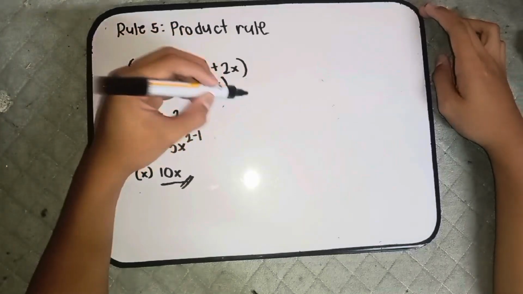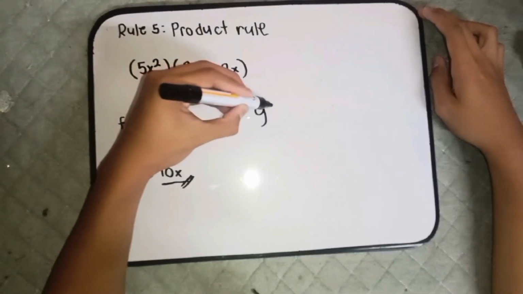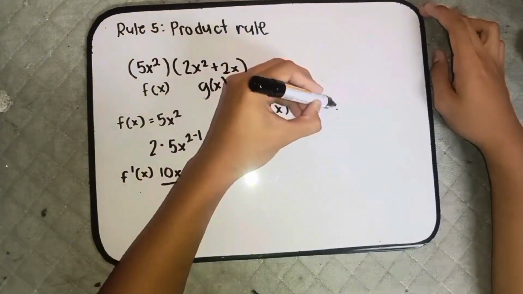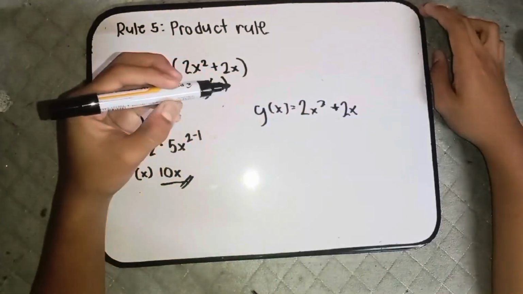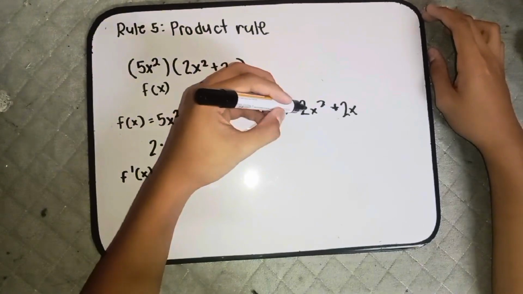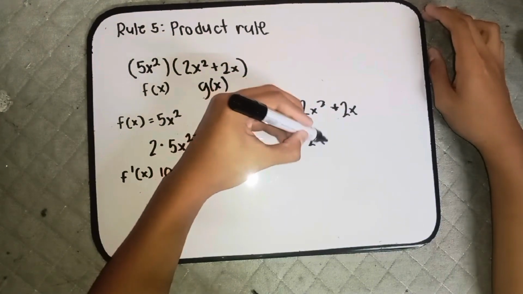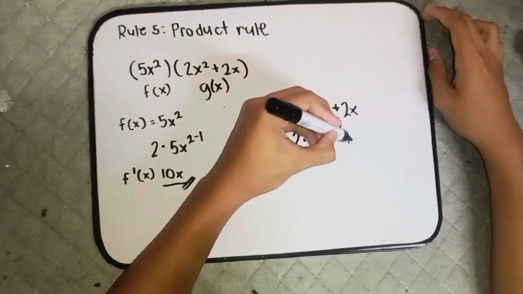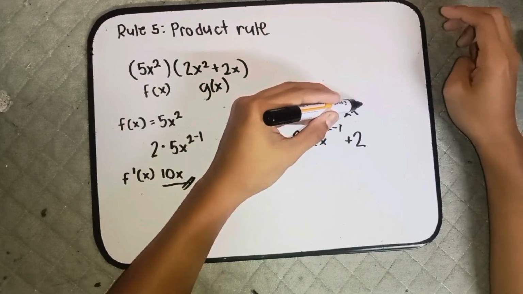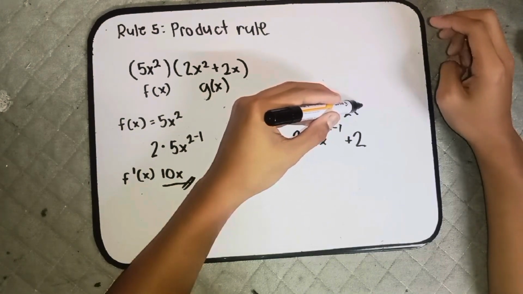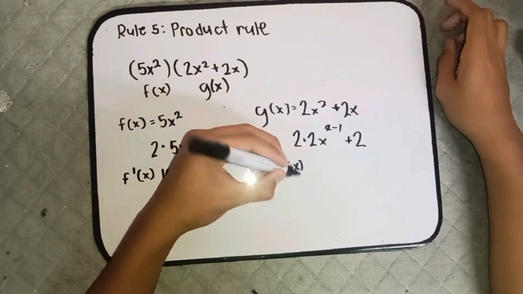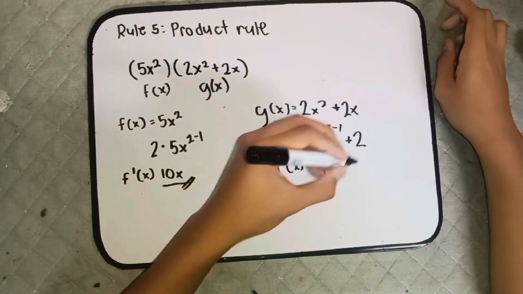Next, let's try to find the derivative of g of x. G of x is equal to 2x raised to 2 plus 2x. Now, to find its derivative, all we have to do is follow rule number 2, the power rule. 2 times 2x raised to 2 minus 1 plus 2. Since the exponent of 2x is 1, all we have to do is multiply 2 by 1 and remove the x. Its derivative will be equal to 4x plus 2.